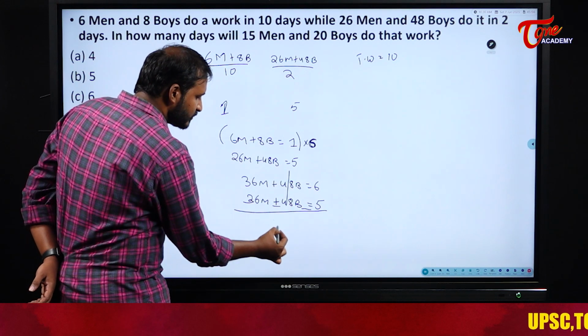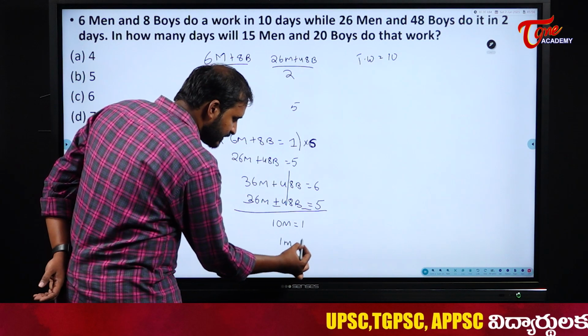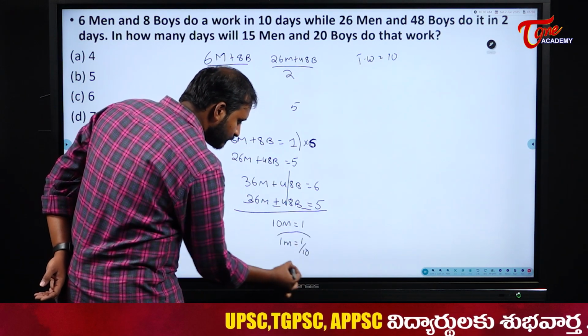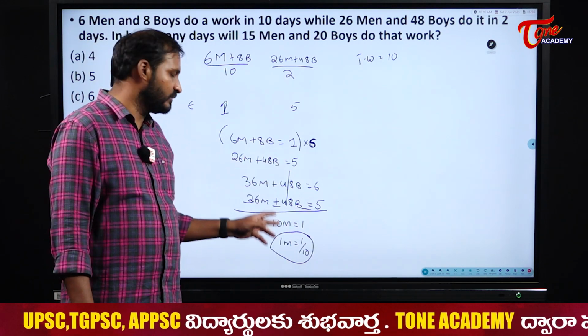These two will get cancelled. So 10 men's efficiency, what I got here? 1. So what about 1 man efficiency? It becomes what? 1 by 10. 1 man efficiency is 1 by 10. Substitute this 1 by 10 in any one of these two equations.